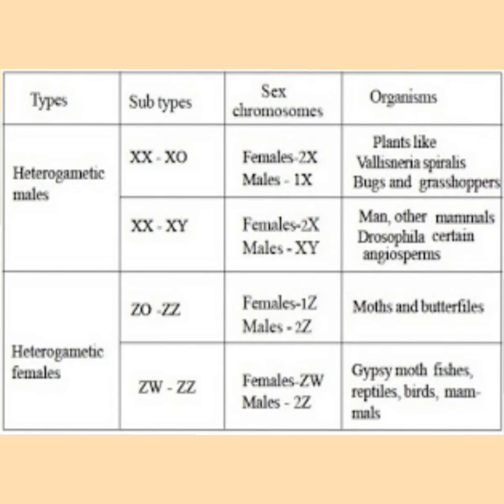In heterogametic females, the subtype is ZO-ZZ system. The females will have one Z chromosome and the males will have two Z chromosomes. This is seen in moths and butterflies. In subtype ZW-ZZ system, the females will have ZW and the males will have two Z chromosomes. This type of system is seen in gypsy moths, fishes, reptiles, birds and mammals.